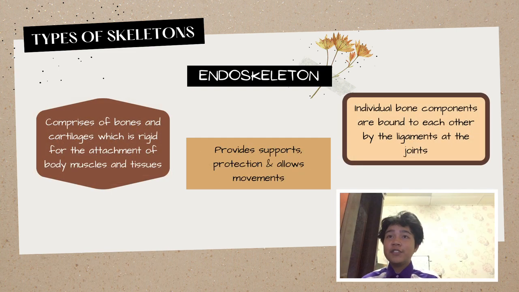Second one is endoskeleton. It provides support, protection, and allows movements. It comprises bones and cartilage, which is rigid for the attachment of body muscles and tissues. Individual bone components are bound to each other by the ligaments at the joints.